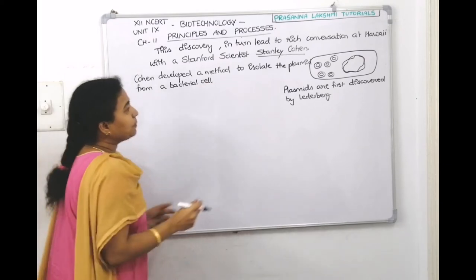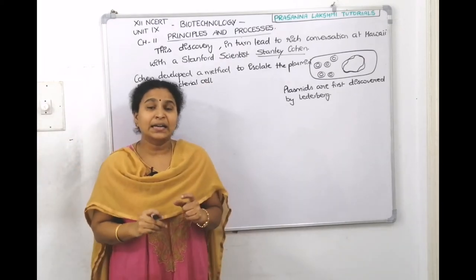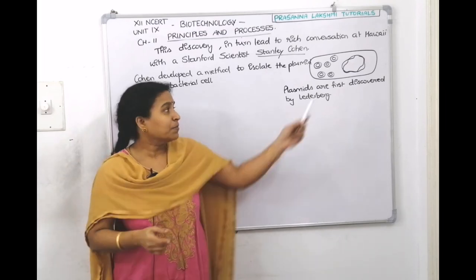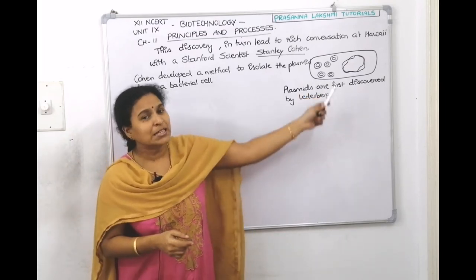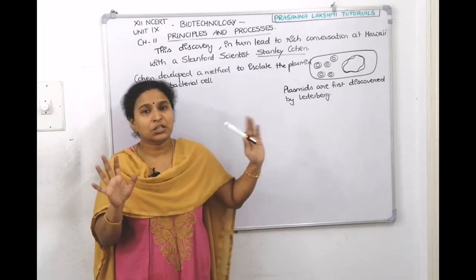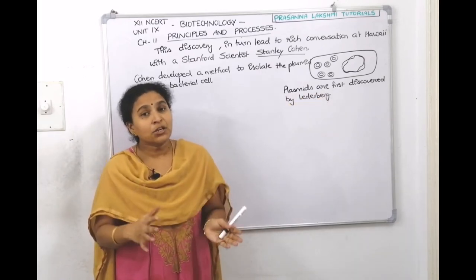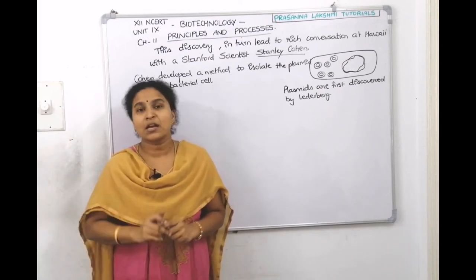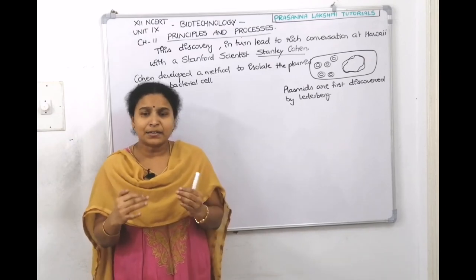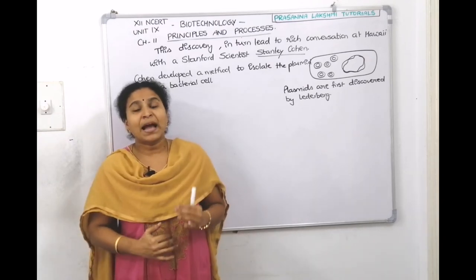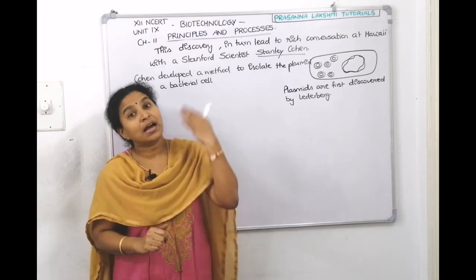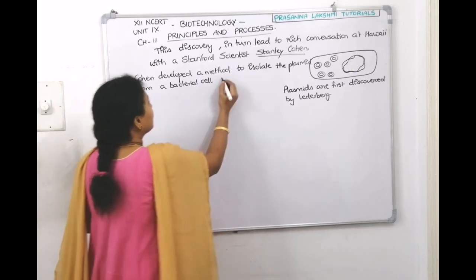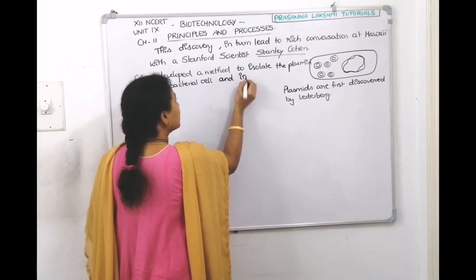He took out the plasmid from a bacterial cell and tried to reinsert it into another bacterial cell. If you take from this bacterial cell and give back to the same bacterial cell, obviously the bacteria will take it because it's its own plasmid. But if you give it to another bacteria and the other bacteria also takes it and replicates, then he succeeded. So he developed a technique to isolate the plasmid and to reinsert it into another bacteria.